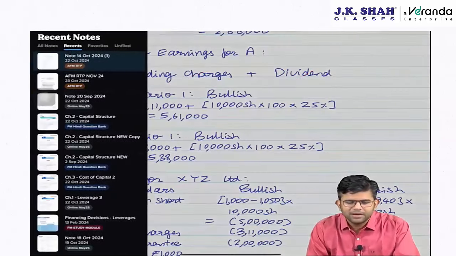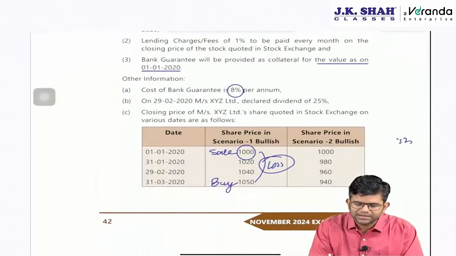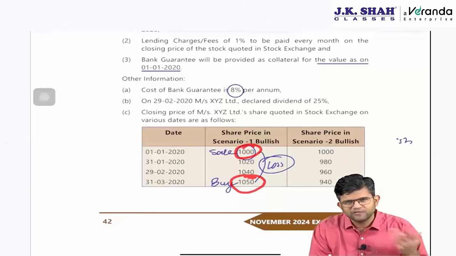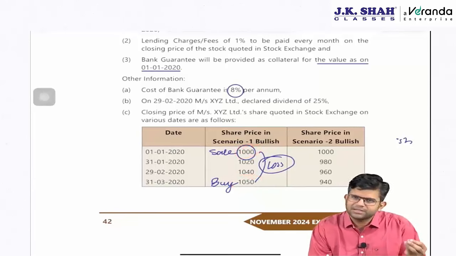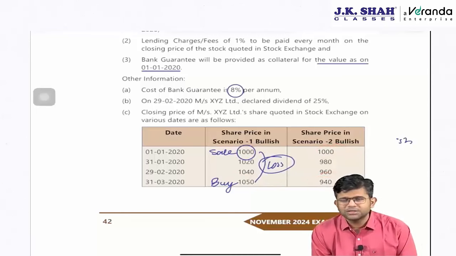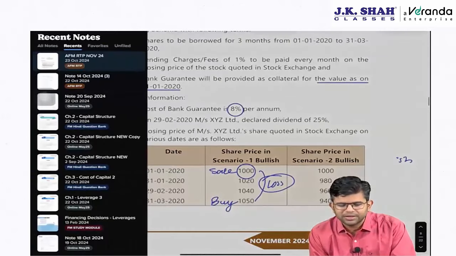For example, in the bullish transaction, can I say 1,000 became 1,050? This gain is also of Mr. A only, because the share still belongs to Mr. A only. Here 1,000 went to 940, which is a loss for Mr. A. But students, that part has been ignored by the solution in ICAI.